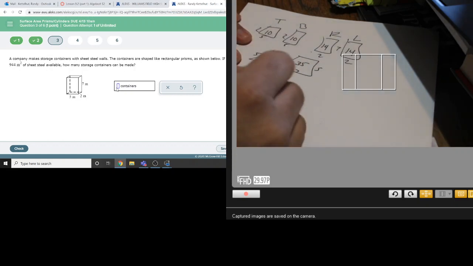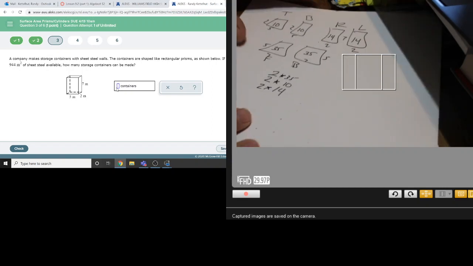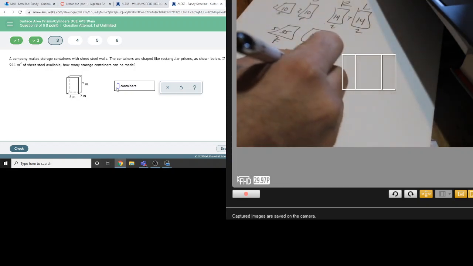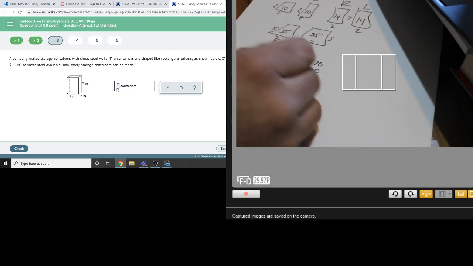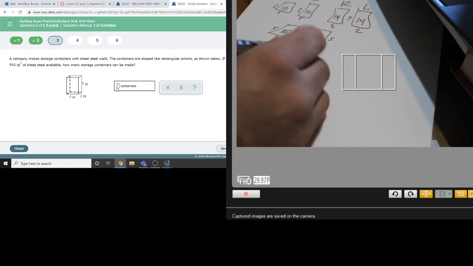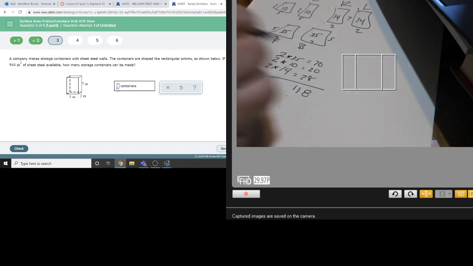So just like last time, we have 2 sets that are 35. We have 2 sets that are 10. And we have 2 sets that are 14. So then 2 times 35 is 70, 2 times 10 is 20, 2 times 14 is 28. Adding those things together, 70 and 20 is 90, and 28 is 118.